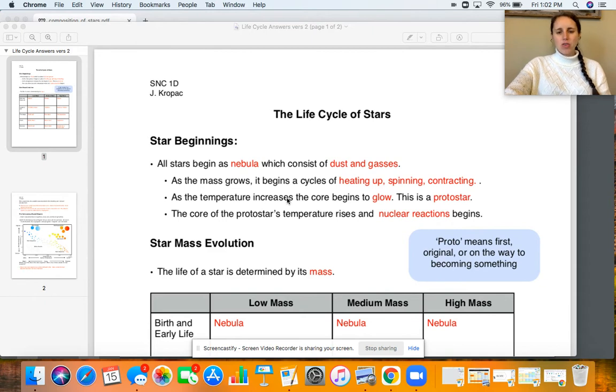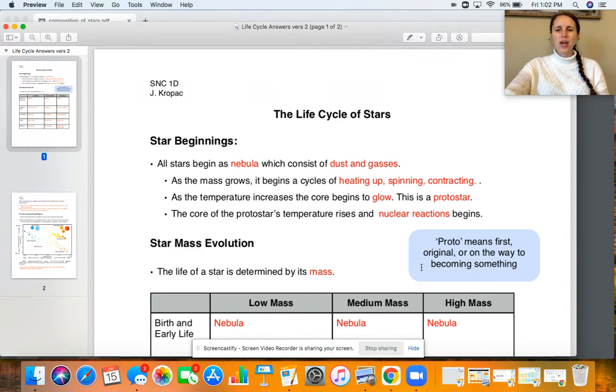As the temperature increases, the core is going to begin to glow. So the hotter it gets, the more the core is going to glow. We actually call this a protostar. Proto kind of means first. So the first beginning of a star, we call that a protostar, and that's that nebula that's come together, that's spun around, that's heated up, and it's starting to glow.